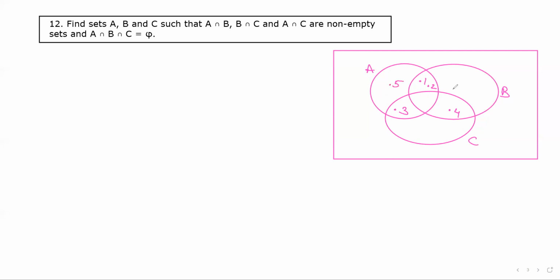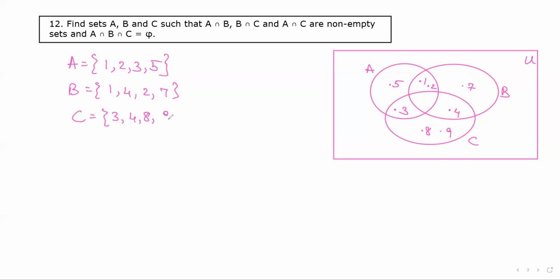So randomly you can consider an element here. It is optional. You can leave it as it is. Even if you do not consider it, it's fine. Now you have to write sets A, B, C. That means A is the circle. Let's write all the elements that we have considered in A, which is 1, 2, 3, and 5. B can be 1, 4, 2, and 7. C can be 3, 4, 8, and 9. So that's your answer.